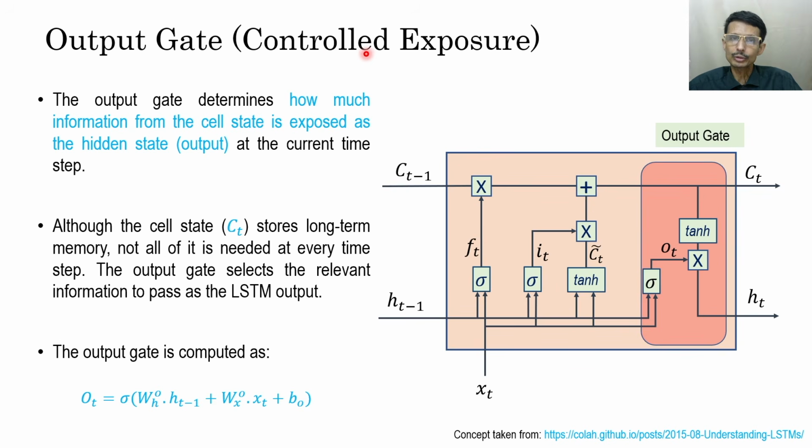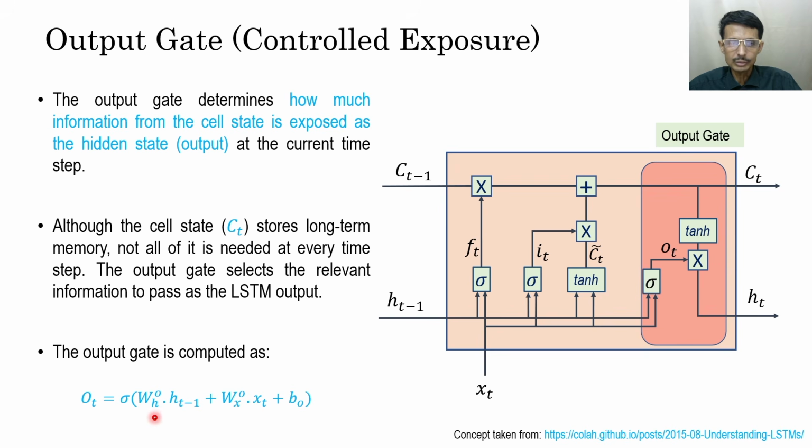Now about the output gate, the controlled exposure. The output gate determines how much information from the cell state is exposed as the hidden state at the current time step. So this is basically the sigma. Although the cell state stores long-term memory, not all of it is needed at every time step. The output gate selects the relevant information to pass.